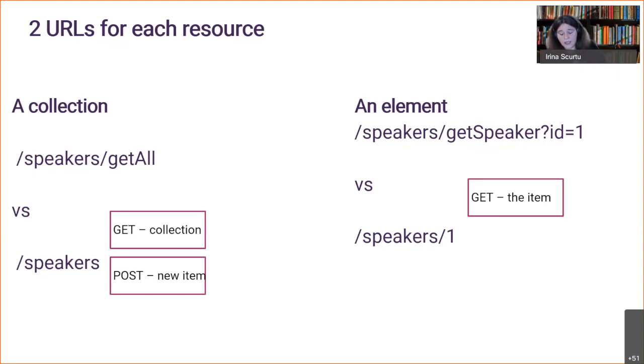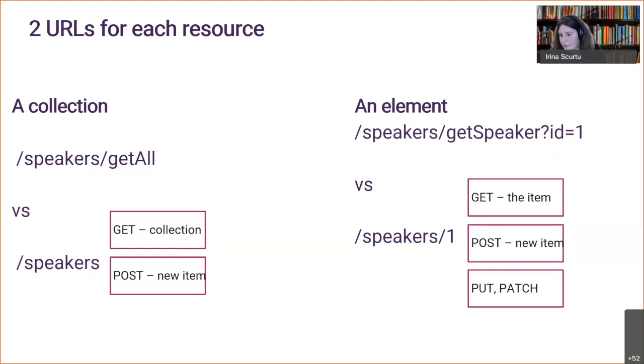And then for a single element, you might use get to get the specific item with the ID that you specify. Post to maybe create a sub-item. Okay, maybe it's something related to a speaker and you want to add that. You can use post. And also, you can use a put, a patch, and of course, why not, a delete. And I'm waiting for the delete to appear. Okay, so everything is there that's necessary to represent something, okay?